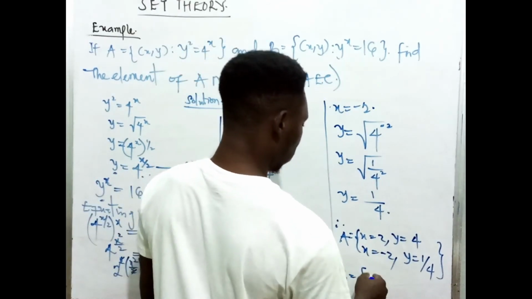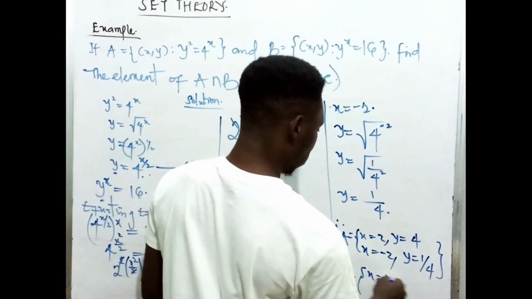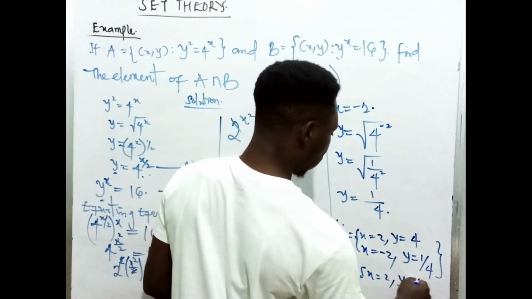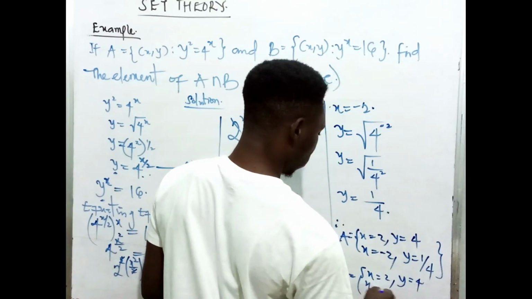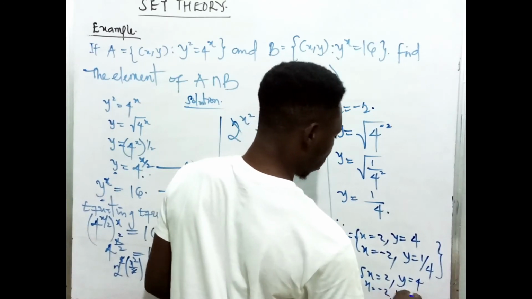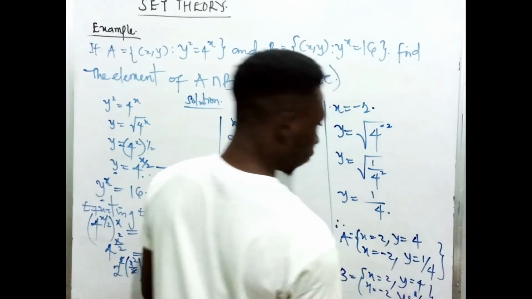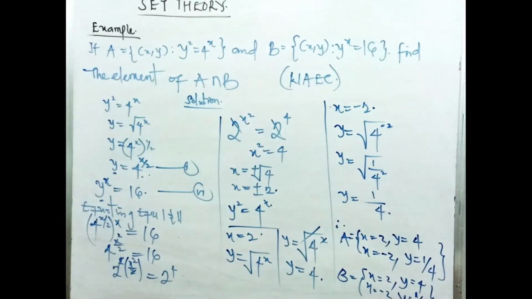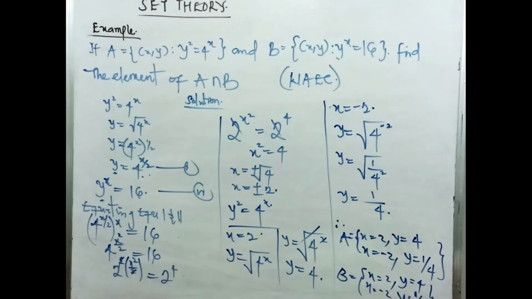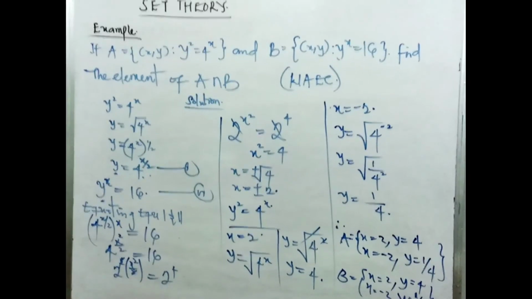So to conclude, when x is equal to 2, y is equal to 4. When x is equal to minus 2, y is equal to 1 over 4. Therefore, in conclusion, we have our answer as x is equal to 2, y is equal to 4, or x is equal to minus 2, and y is equal to 1 over 4.